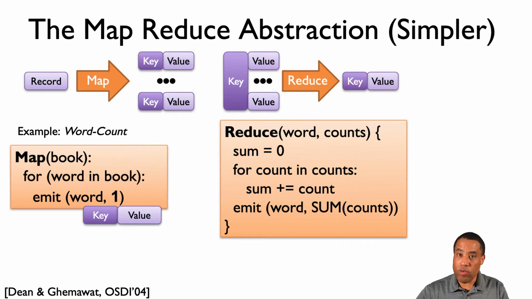A simpler version of this is that rather than doing that sum locally as part of the map, every time we see a word, we just emit that word. So we're just going to say, I saw a word and a 1.